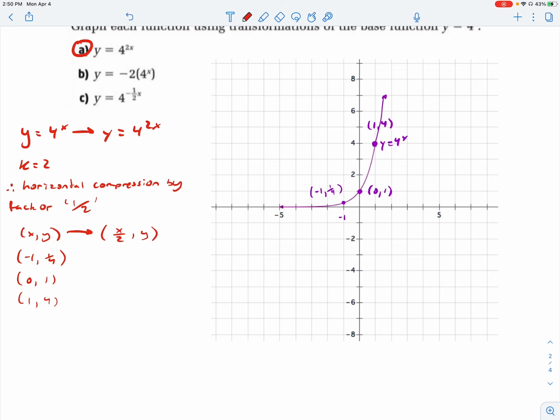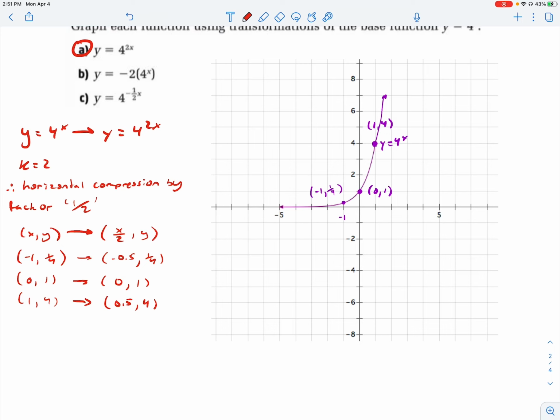And the y values stay the same. So this will become negative 1 over 2, which is negative a half, comma, a quarter. 0, when I divide 0 by 2, it's still 0, so that point is unchanged, it's invariant. And 1, 4, if I plug 1 in for x, 1 divided by 2 is positive a half, and the 4 stays the same. I wrote them as decimals. You could leave them as fractions, it's fine.